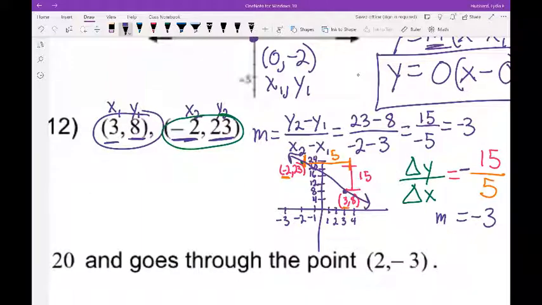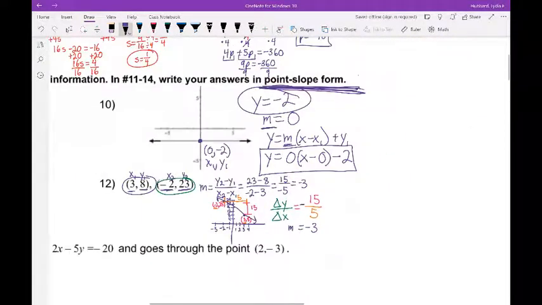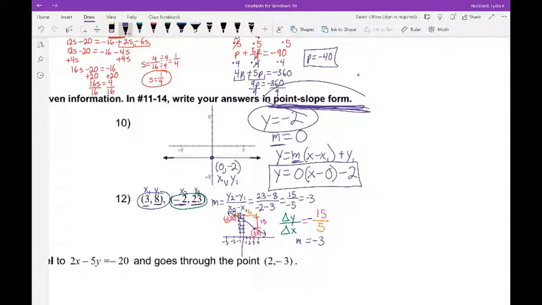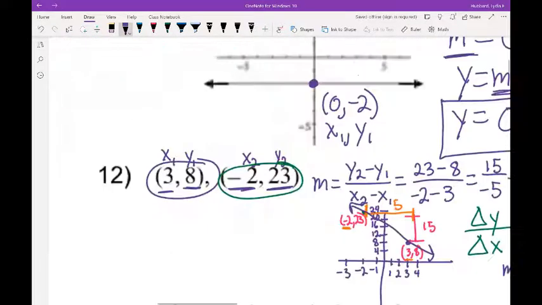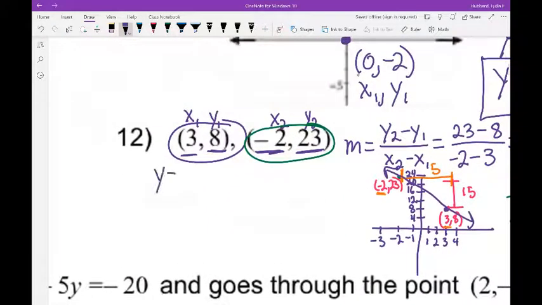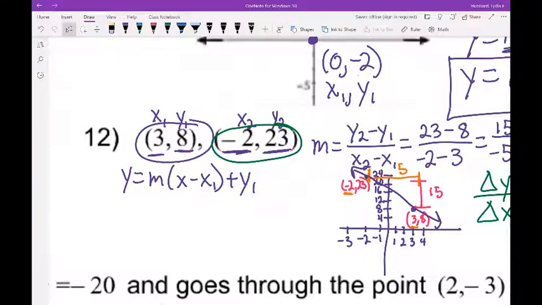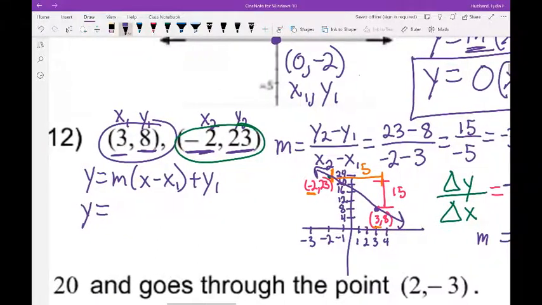Then we're not done yet, okay? Just because we found the slope doesn't mean we're done, because this asks you to write an equation in point slope form. So we have to go back to the y equals m times x minus x1 plus y1, okay? It does not matter which point you pick. Either point will give you the same answer. Okay, so we're going to use that slope that we found, which was negative 3. And I'm just going to use the first point. So it'd be x minus x1, which is 3, plus y1, which is 8.